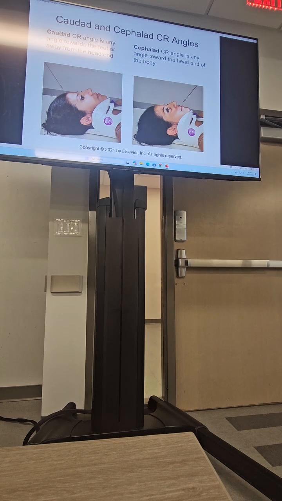If the central ray is angled towards the patient's feet, we call that caudad angulation. 15-degree caudad angulation means we're angling the X-ray beam towards the patient's feet. If we're angling the X-ray towards the patient's head, this describes cephalic angulation.